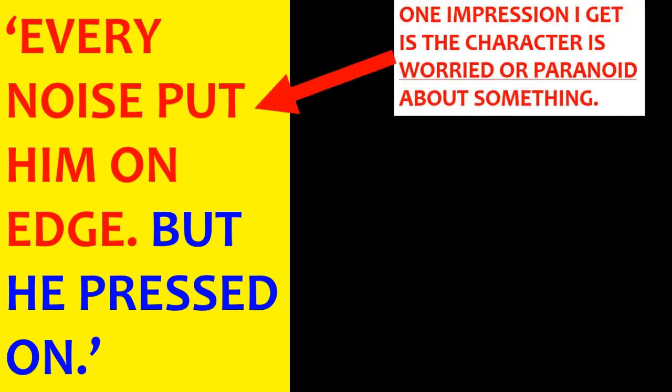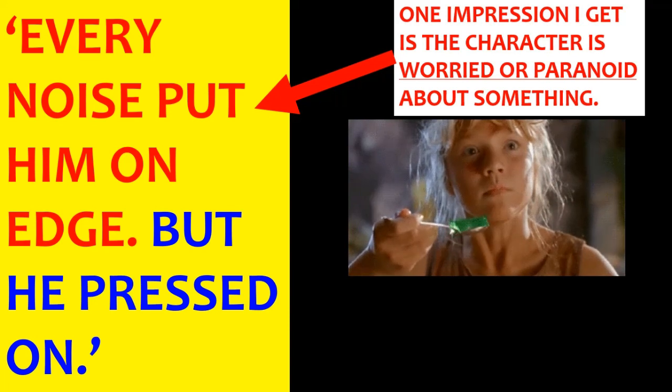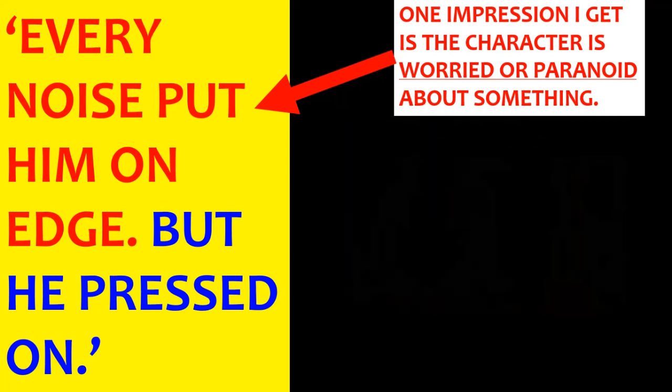Okay, so if we look at an example, every noise put him on edge, but he pressed on. So every noise put him on edge. What impression, what type of person, what vibe can we get about that? Well, I would say if every noise put him on edge, that might suggest the character is worried or paranoid about something. Yeah, so if you can imagine yourself, if you were sleeping and every noise put you on edge, you thought someone was in the house, you might say the impression would be worried or paranoid.